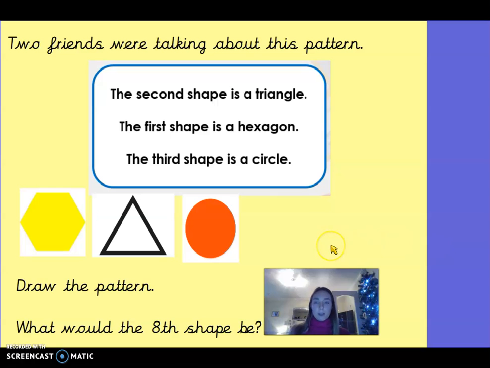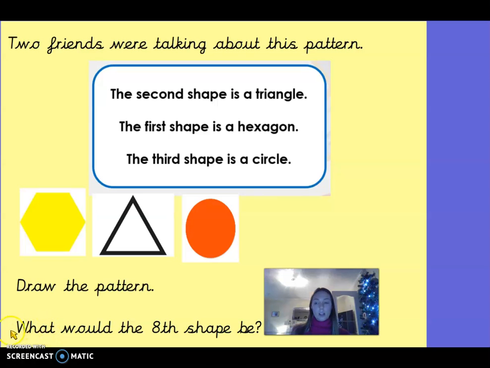Okay, so here is my repeating pattern. The second shape is a triangle. Let's check. My second shape is a triangle. The first shape is a hexagon. And the third shape is a circle. This is what your repeating pattern should look like. I'd now like you to continue this repeating pattern and tell me, what would the 8th shape be?